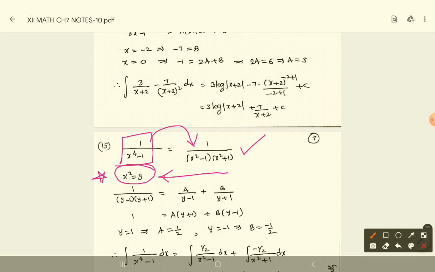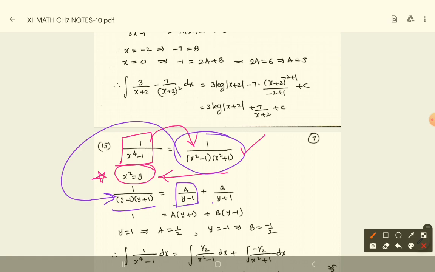Then after that you can write this expression as 1 by (y minus 1)(y plus 1). The reason is x square is taken as y. So it is equal to a by (y minus 1) plus b by (y plus 1), because it is of type 1.